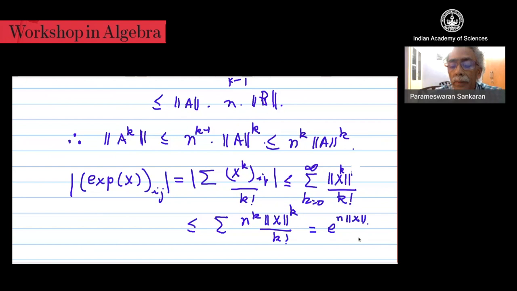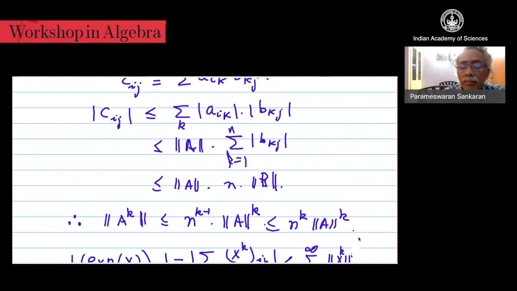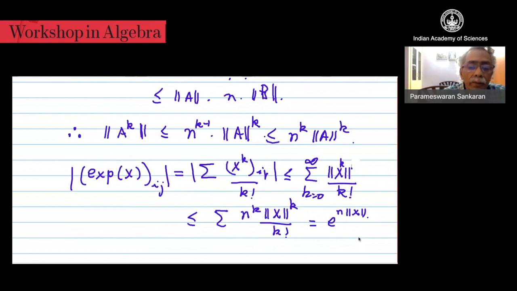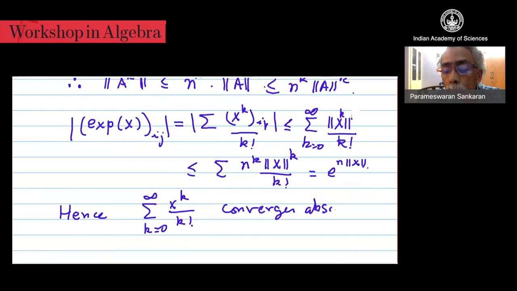So the terms of this series in a normed vector space are dominated by the corresponding term of n times norm x. All right, and this inequality shows, hence, that this series, x power k by k factorial, k going from 0 to infinity, converges absolutely. And the convergence is uniform on compact sets.